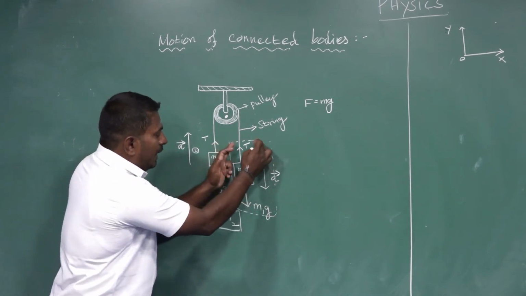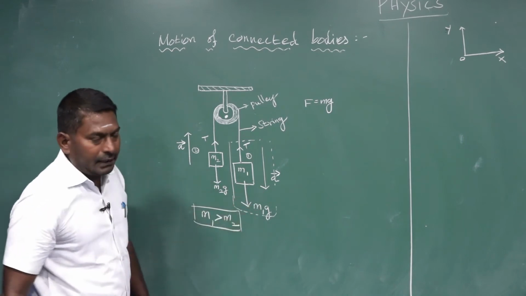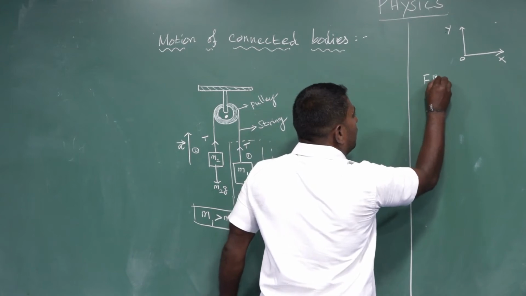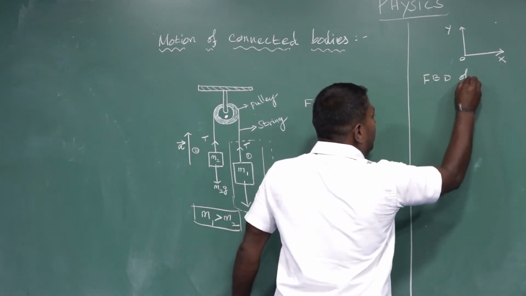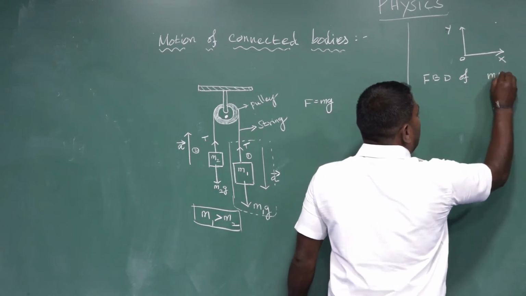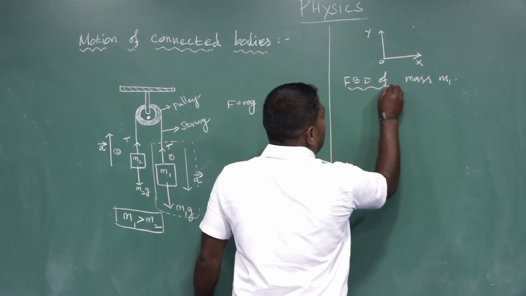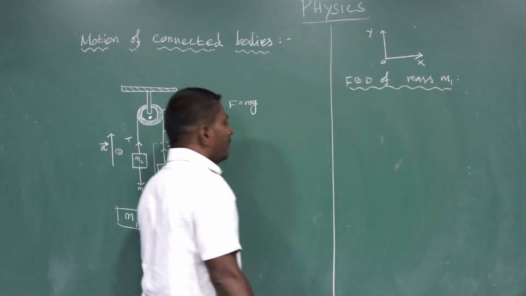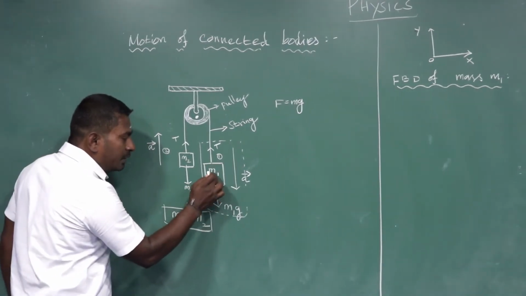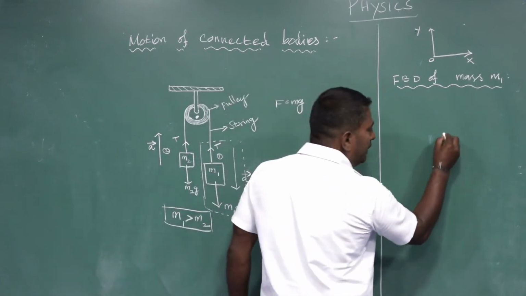Take this system, it is the first system. In this first system we apply the free body diagram, FBD, of mass M1. The block of mass M1 is treated as a point mass in the free body diagram.